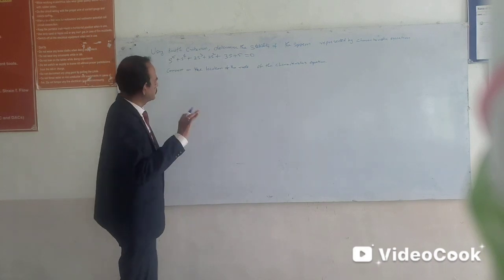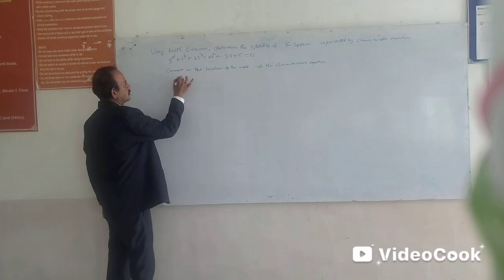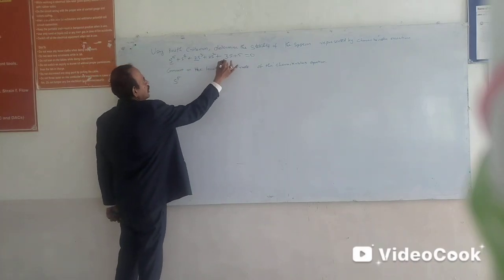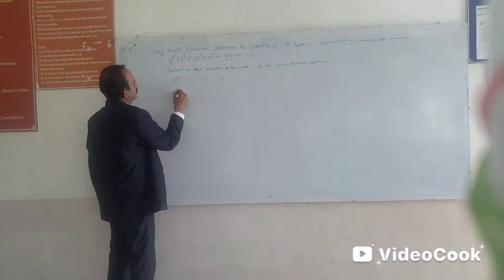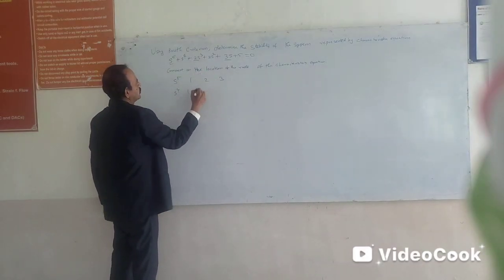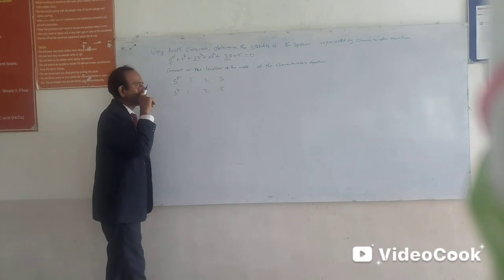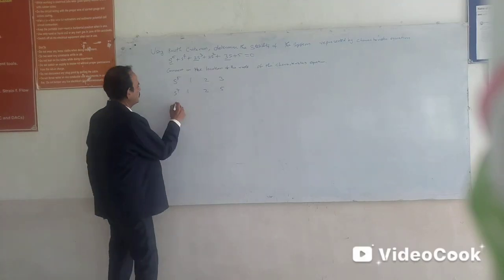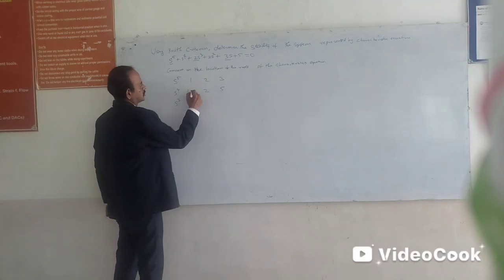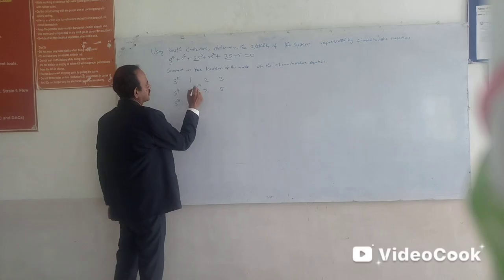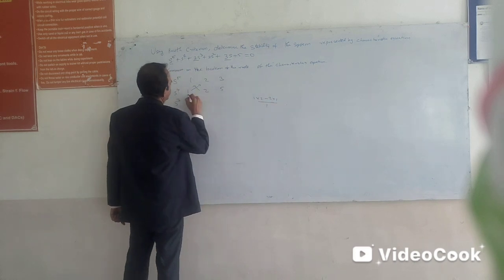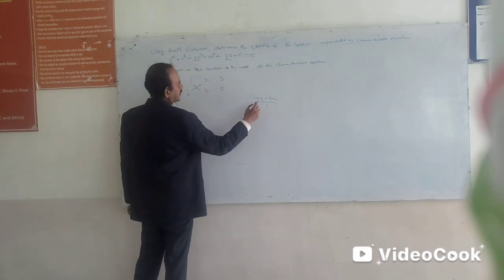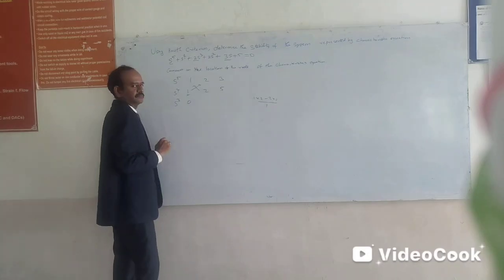So again we have to proceed in the same way. Start with s power 5, with coefficients 1, 2, 3. And for s power 4 we are left with 1, 2 and then 5. Okay. So now proceed to s power 3. Do the cross multiplication: 1 into 2 minus 2 into 1 divided by 1. So we will be getting 2 minus 2, which is 0.